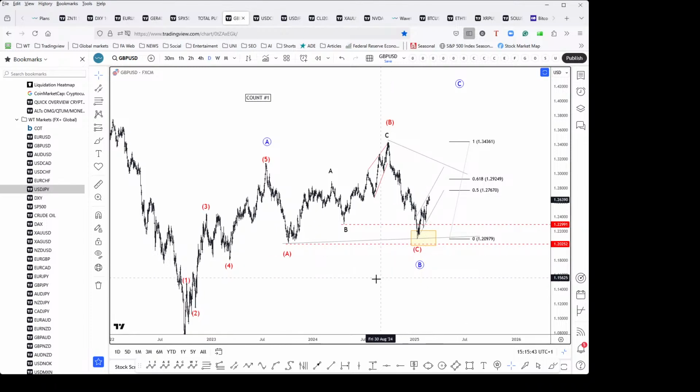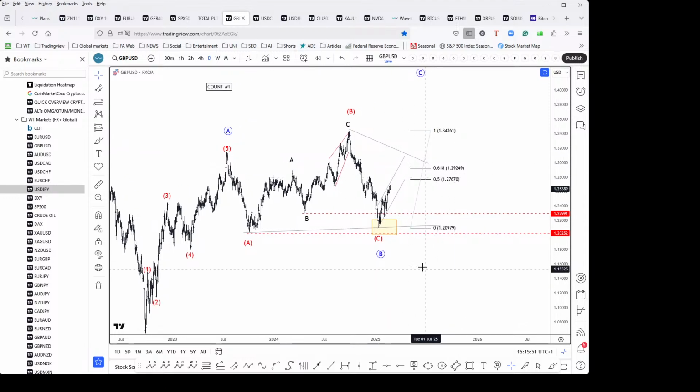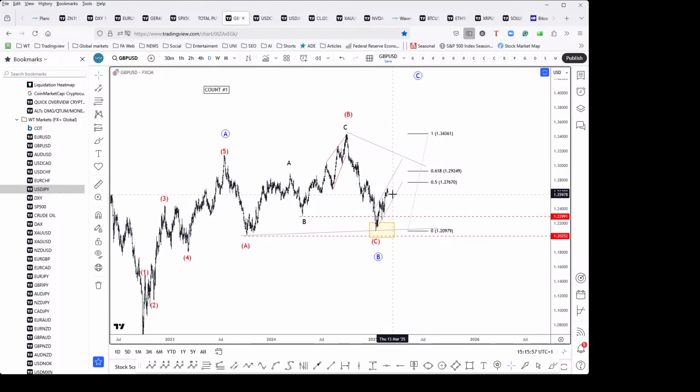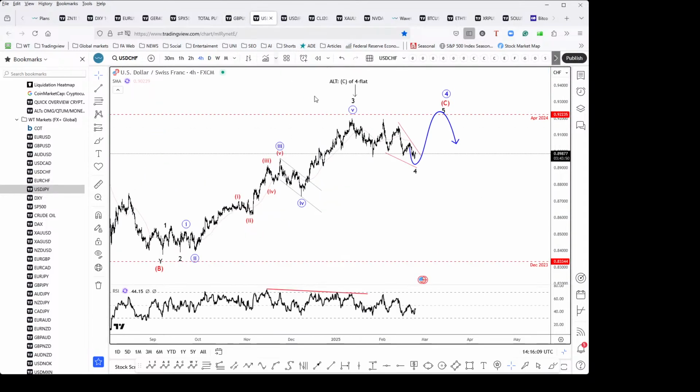But overall, I think that the whole price action here on cable is corrective, and that sooner or later bulls will be back. But at this point, at least in the short term, it's a bit tricky to say if that will happen from here. But let's say that by the end of the week we are trading around 1.28, then I would be quite certain that there are more bulls ahead.